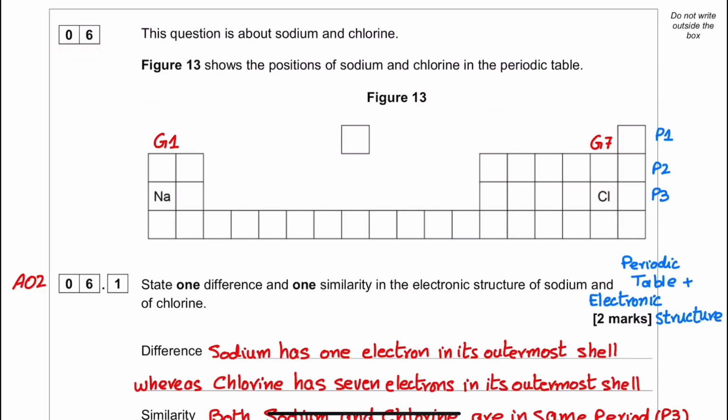Question number 6. The question is about sodium and chlorine. Figure number 13 shows the position of sodium and chlorine in the periodic table. Sodium is here and chlorine gas is here. Sodium belongs to group number 1 and chlorine belongs to group number 7.